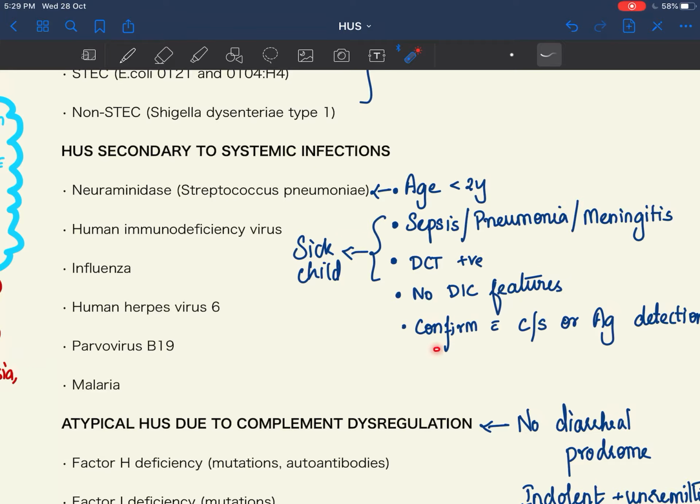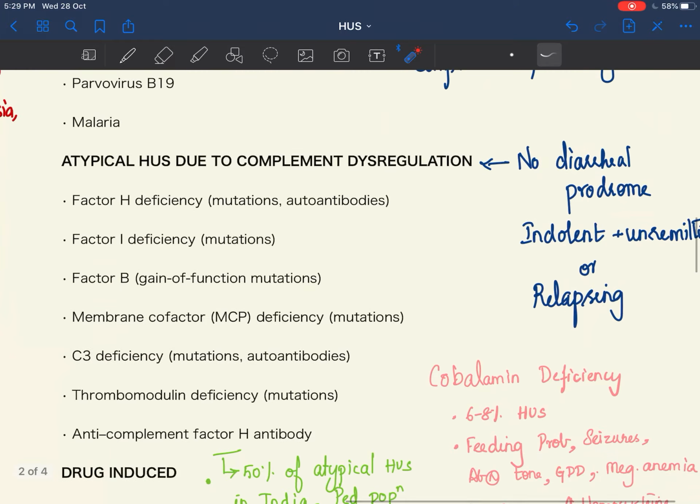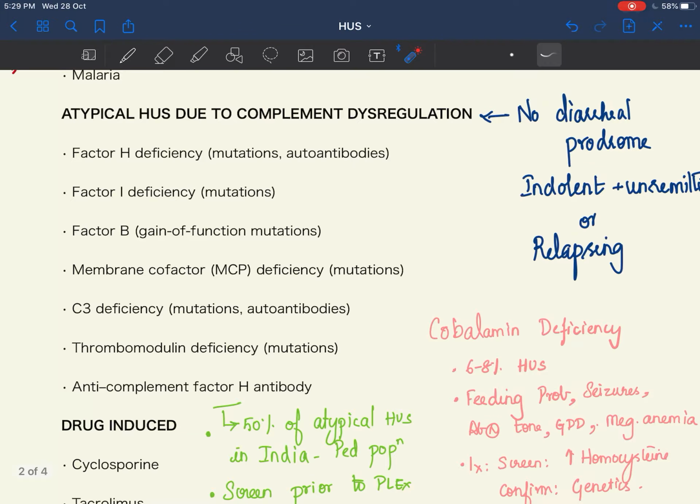Okay. So, you need to confirm the diagnosis with a culture sensitivity or antigen detection, and you should treat the pneumococcus pneumonia. So, if you have ruled out everything else, including drug induced, malignancy and all that, what is left out is your atypical HUS, especially due to complement dysregulation. Broadly, you can classify into factor H antibody present or factor H antibody absent. Okay, so if anti-complement factor H antibody is present, the management varies, whereas for others the management is different. That's why you broadly classify it like that.